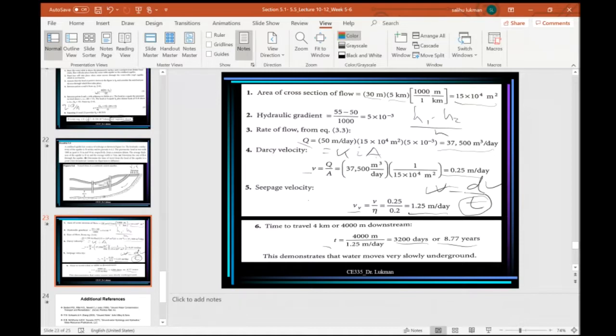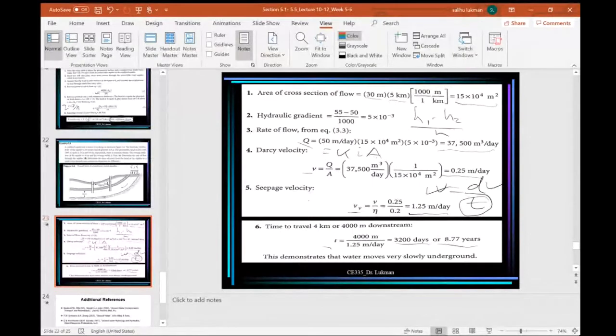It moves very slowly, sometimes 0.1 meter per day. The velocity of flow for groundwater is very slow. You can have 0.1 meter per day, 0.2 meter per day.